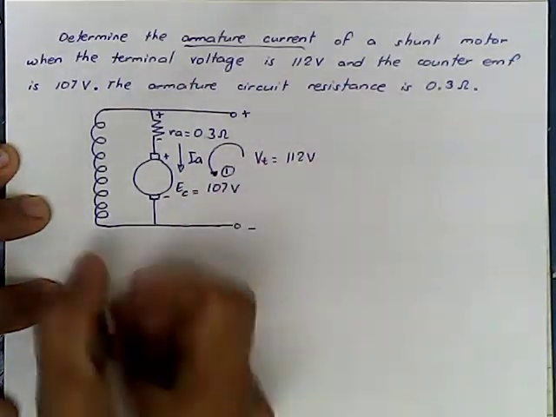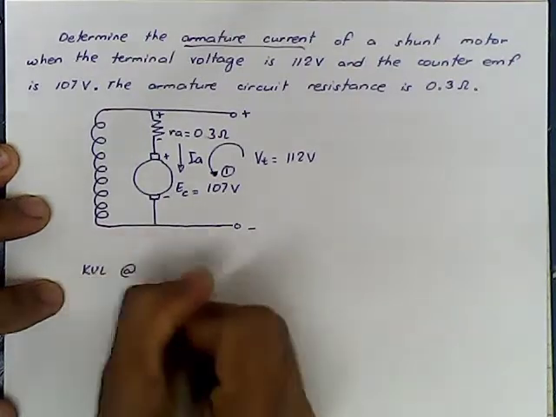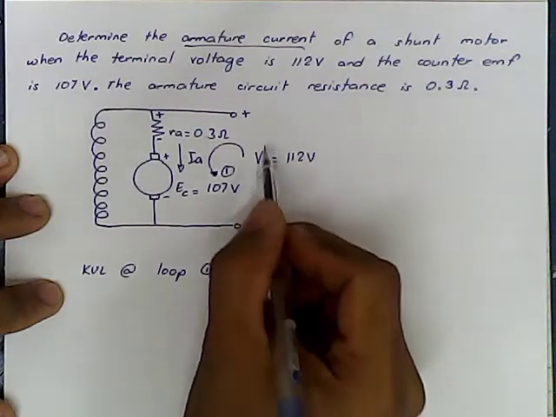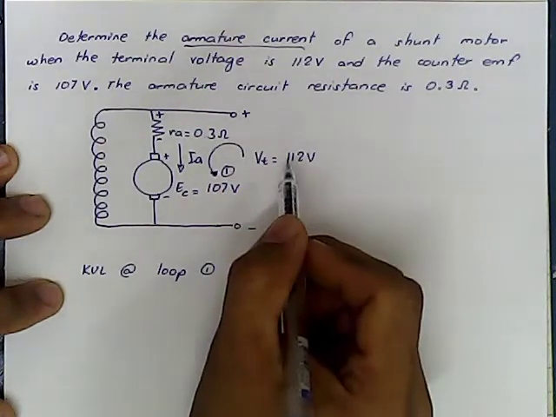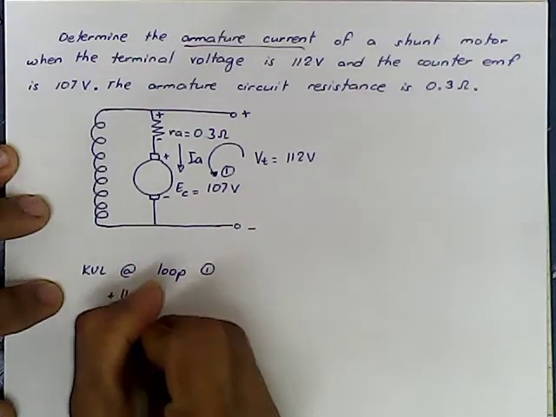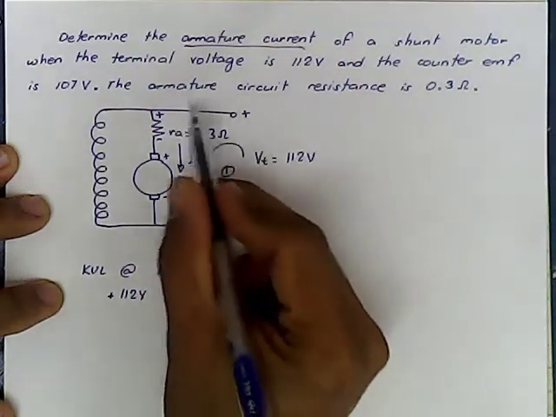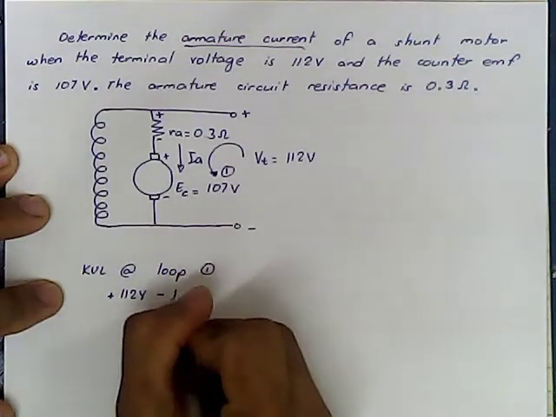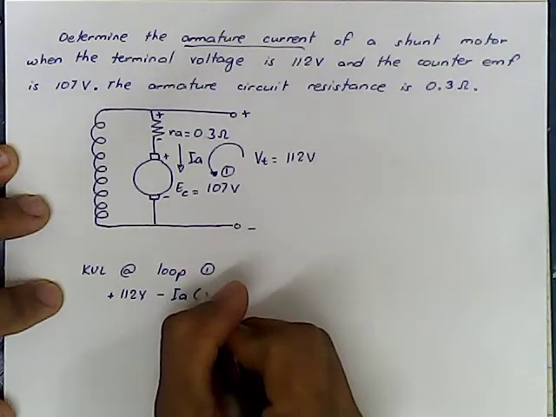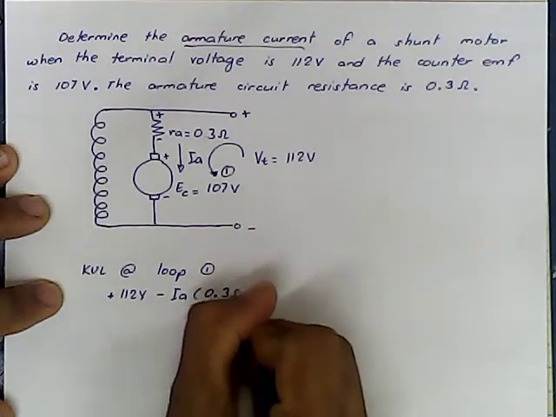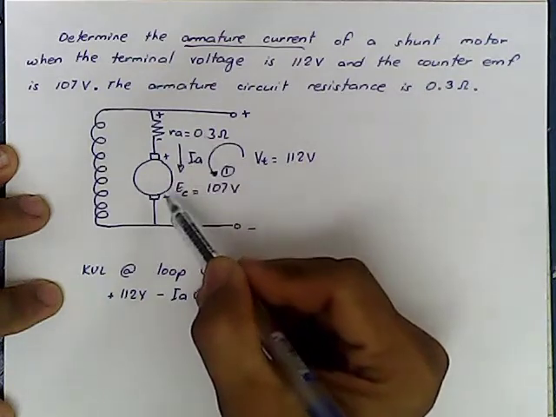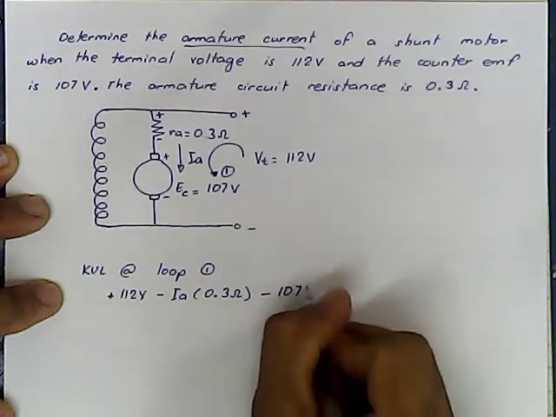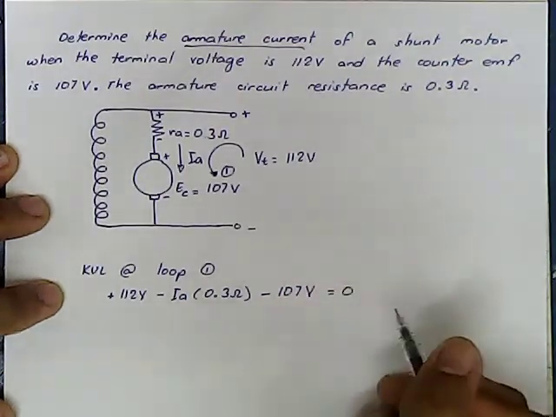So, loop number 1. Then, KVL at loop number 1. Let's start again with the terminal voltage, that is positive 112 volts. Then, we go here, negative IA times RA, so negative IA multiplied by the value of RA, which is 0.3 ohm. Then, we go to the counter EMF, where we take a negative, so minus 107 volts equal to 0.